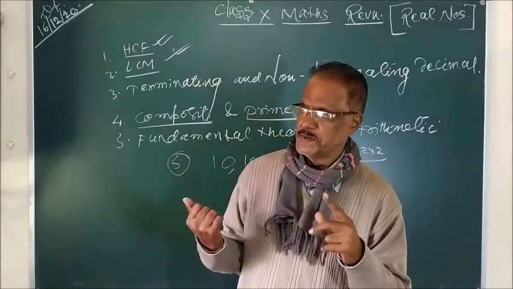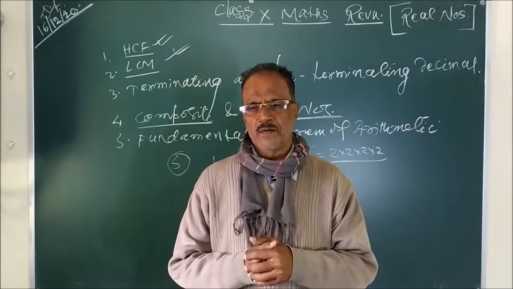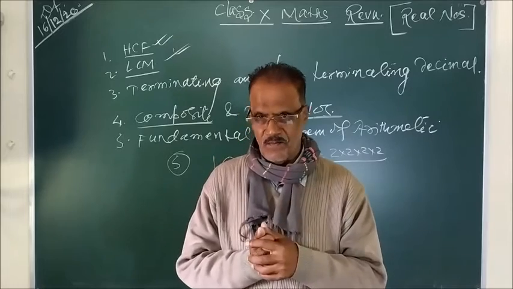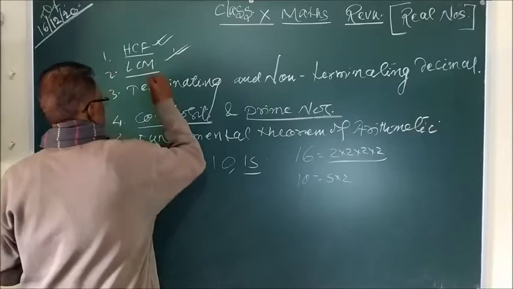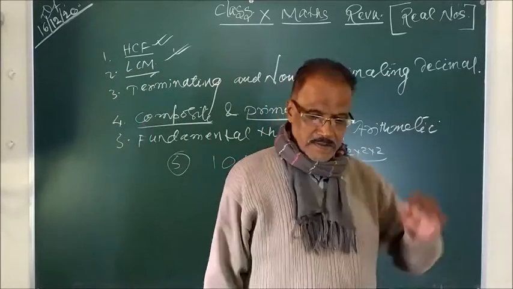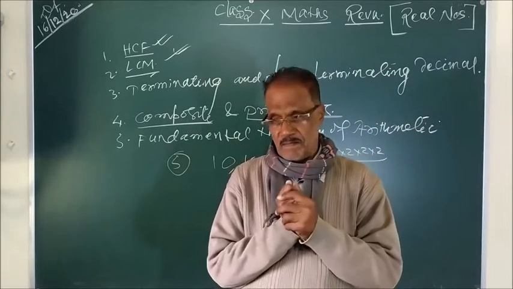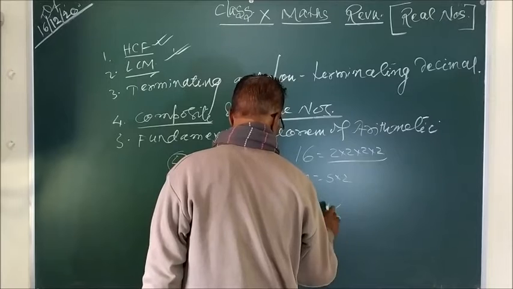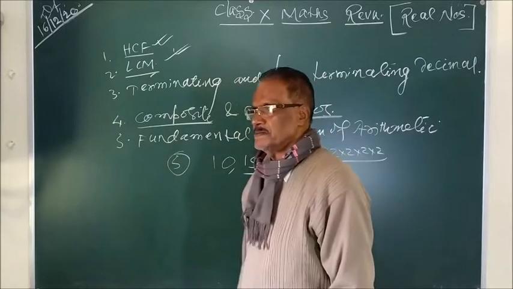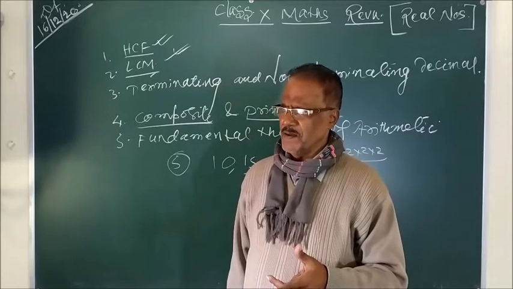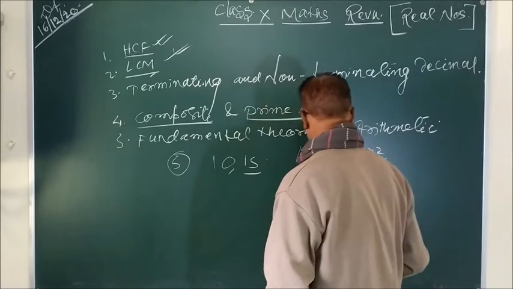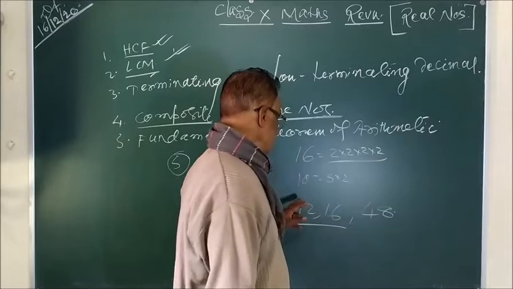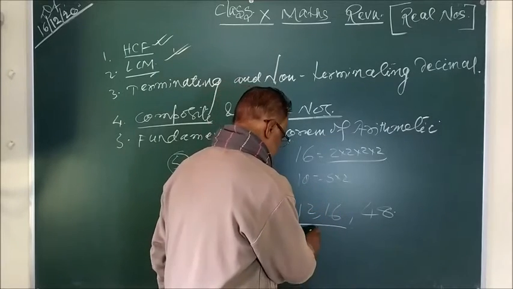And there are many methods to find the HCF of given numbers. One method is the fundamental theorem of arithmetic, means prime factorization. And LCM: what is the lowest number which is divisible by the given numbers? If I ask you the LCM of 12 and 16, means we have to find out the least number which is divisible by the given numbers. So your answer will be 48. And if I ask you what is the largest number which can divide 12 and 16, your answer will be 4.